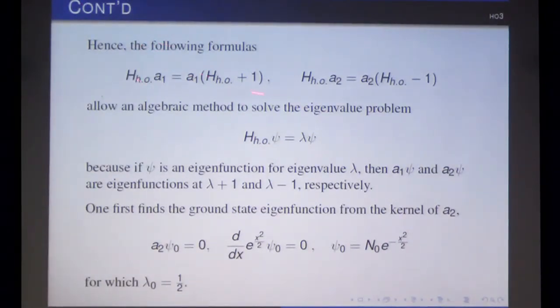One can get this type of relationships, which are of intertwining type, and using them, one can solve the eigenvalue problem immediately in an algebraic way, with a very simple method. Once you have psi at lambda, then a1 psi is at lambda plus 1, and a2, which is the operator in the standard factorization at the right, gives lambda minus 1. The annihilation operator.